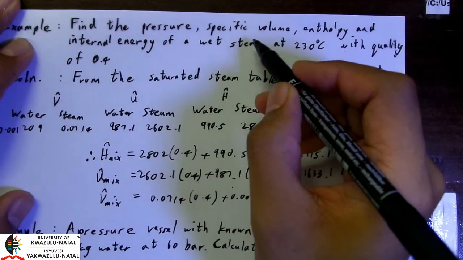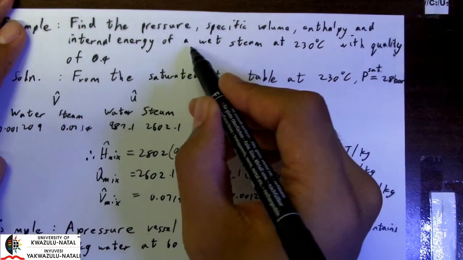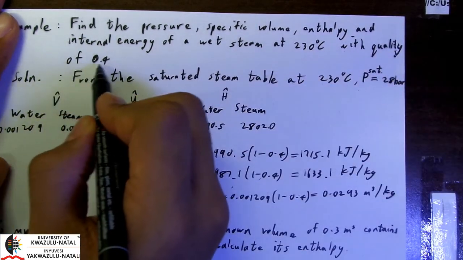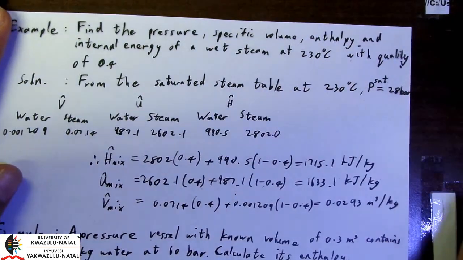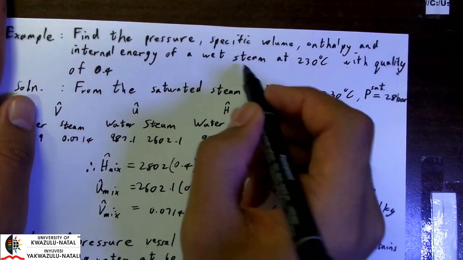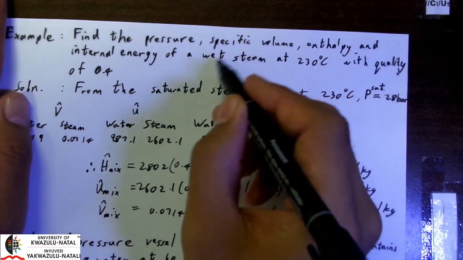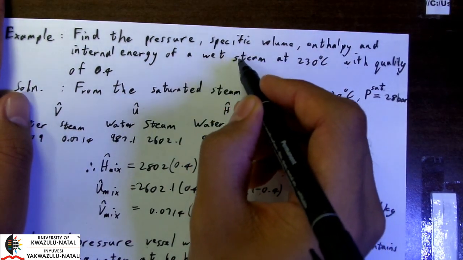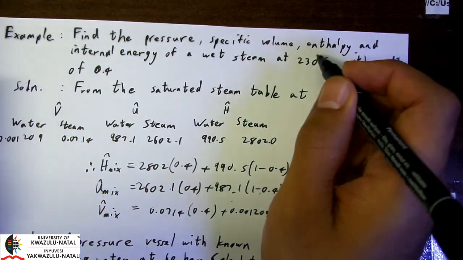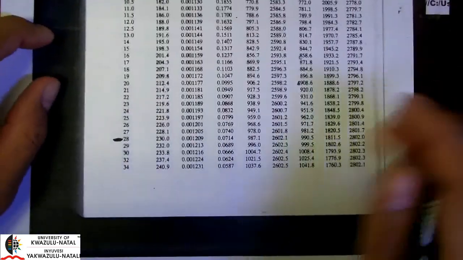Find the pressure, specific volume, enthalpy and internal energy of a wet steam at 230 degrees with a quality of 0.4. Okay, now the fact that they are telling us that it is wet steam already implies that we are talking about the saturation point. And since they've given us 230 degrees, we can quite immediately find our pressure.